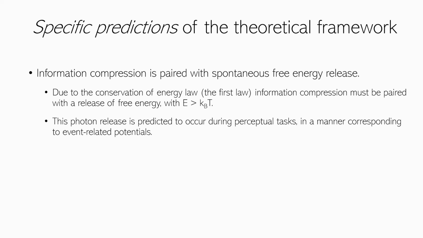And this photon release is predicted to occur during perceptual tasks in a manner corresponding to event-related potentials, as synchronous activity in sparsely distributed neurons across the network corresponds to multisensory perception. But this spontaneous photon release is predicted not to occur during ictal activity in cases of epilepsy, when cortical neuron signaling outcomes are deterministic rather than probabilistic.